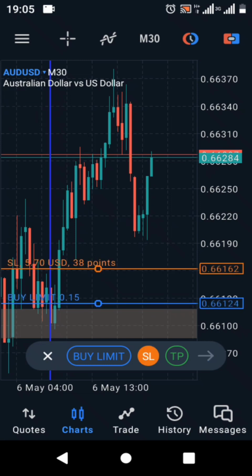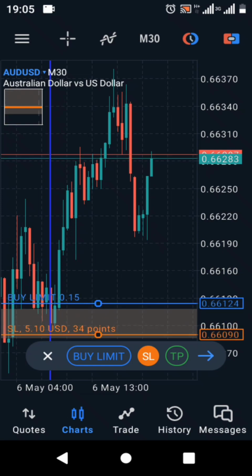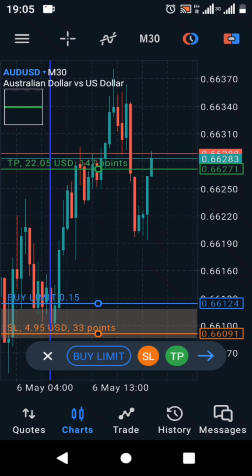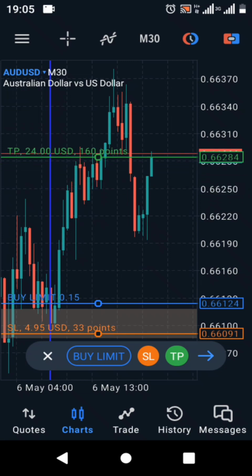At this level, then put what? And then I put my stop loss around this area. Then I aim for what? I aim for a 1:4 since it's an intraday. If I was swing trading, I was going to aim for a 1:2.